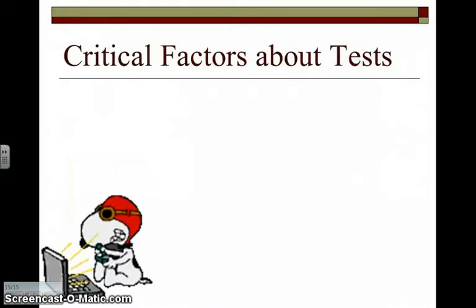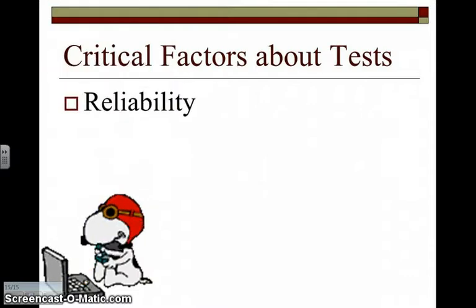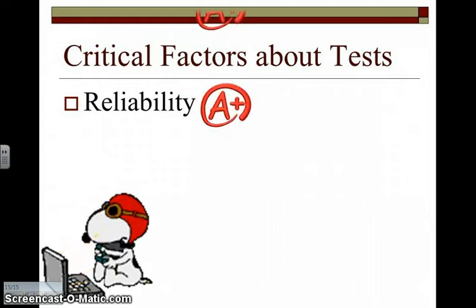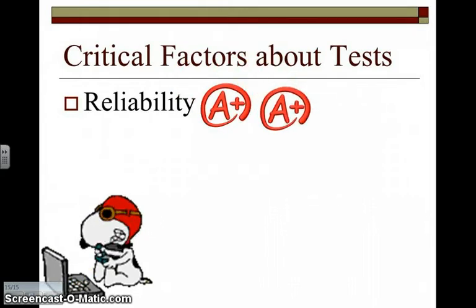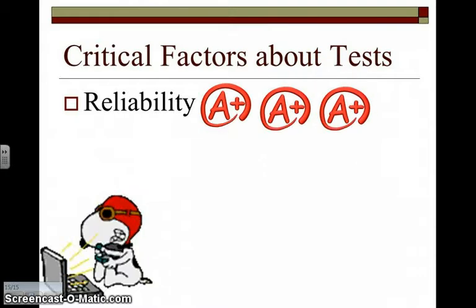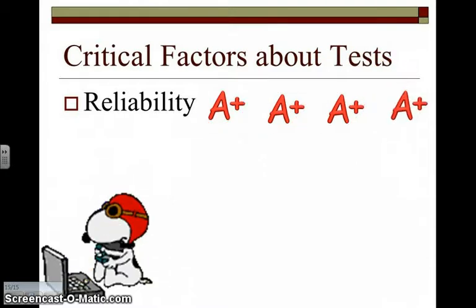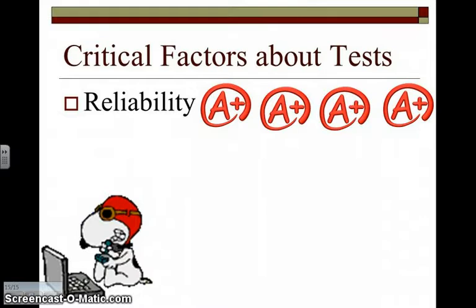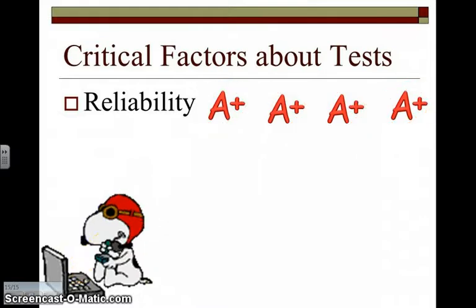Now, some critical factors. There are two very critical factors that you have to understand about any type of test. And the first of those factors is reliability. Reliability has to do with the consistency of the test. Basically, reliability says if a test is reliable, that a person will tend to score essentially the same thing on the test time after time that they take the test.